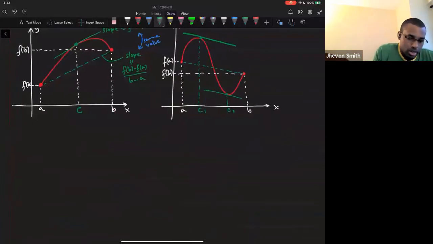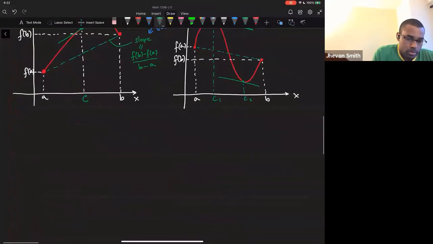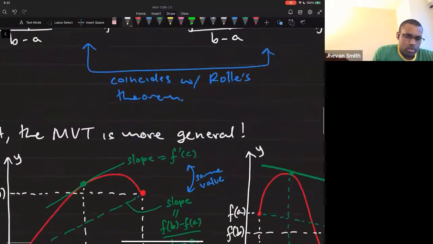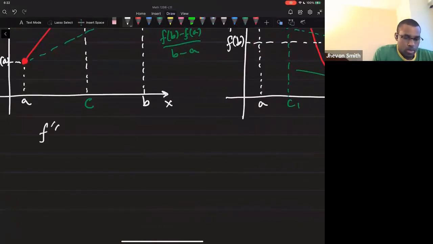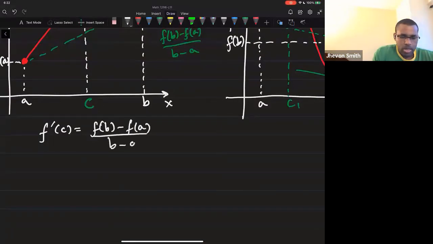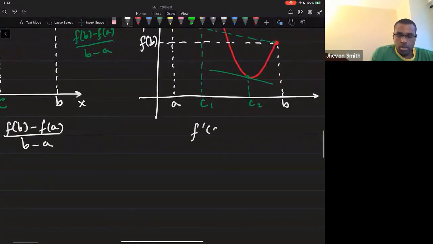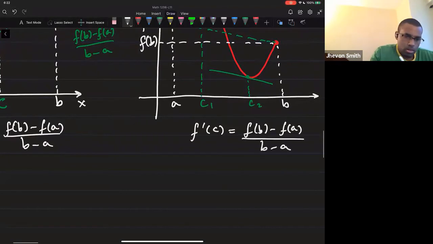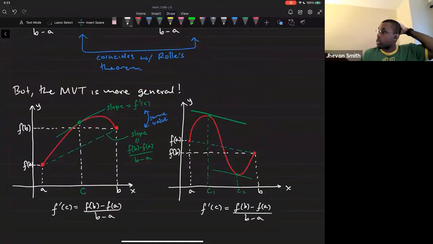And yeah, this is the same thing here, that your f prime of C is equal to f of B minus f of A over B minus A. And here your f prime of C is equal to f of B minus f of A over B minus A. So if you know the average rate of change, you also know that there must be a specific moment where the instantaneous rate of change is equal to the average rate of change, as long as your function is continuous and differentiable. Continuous on the closed interval specifically, and differentiable on the open interval.